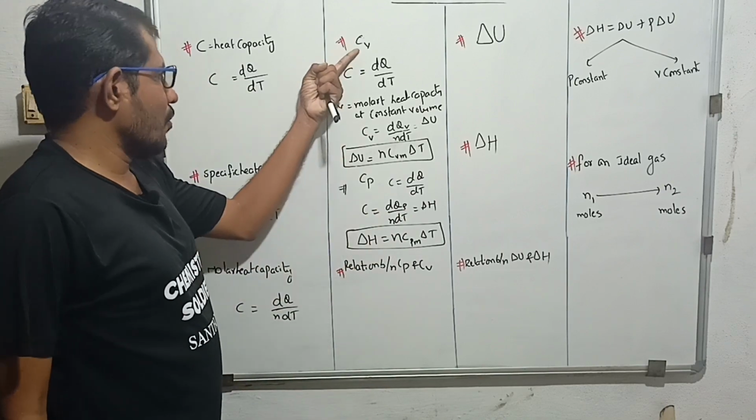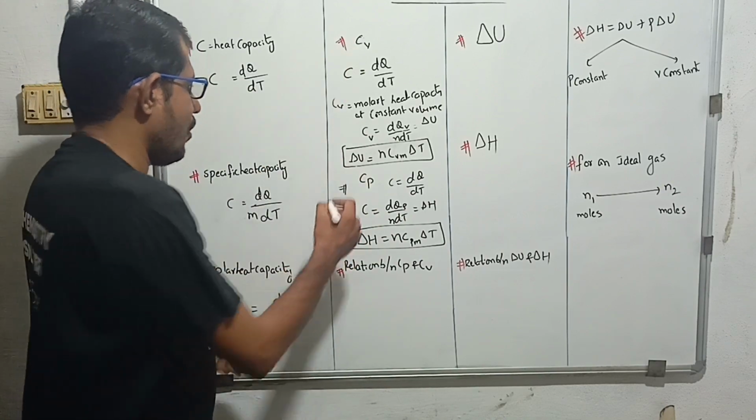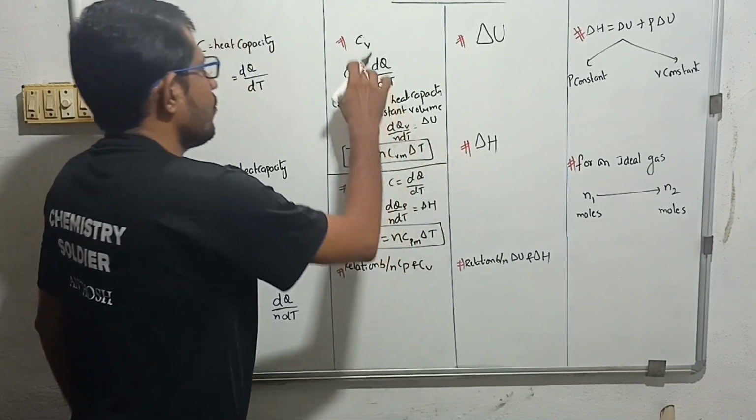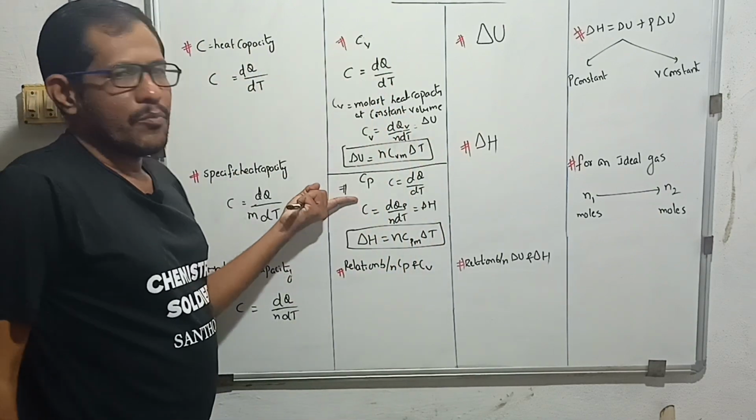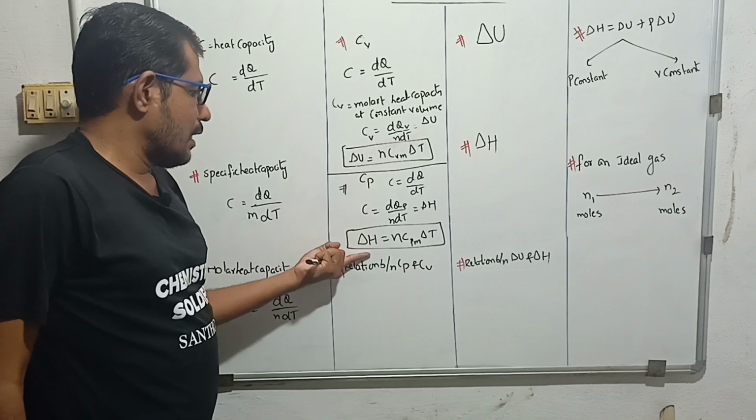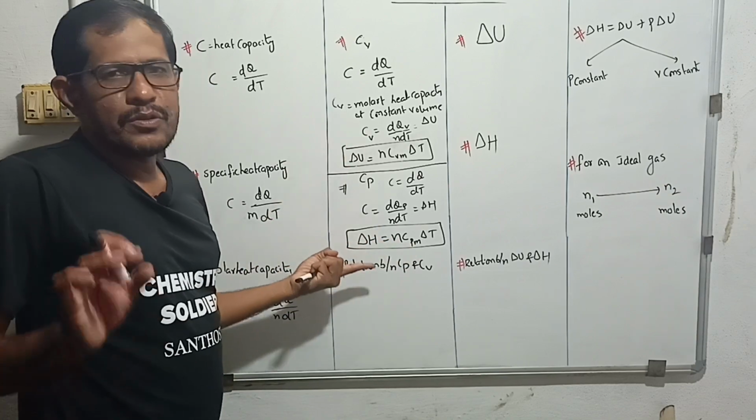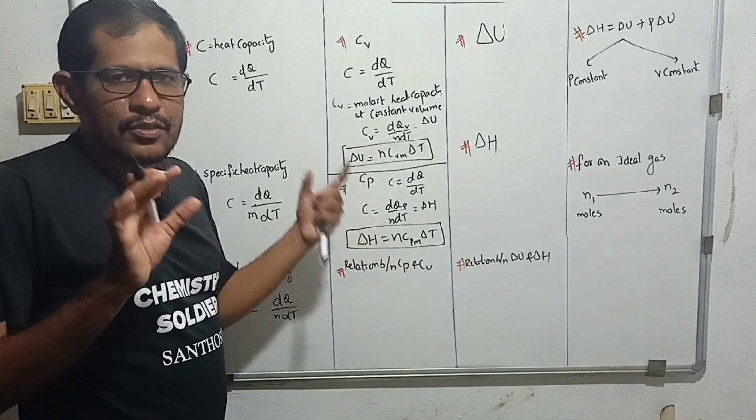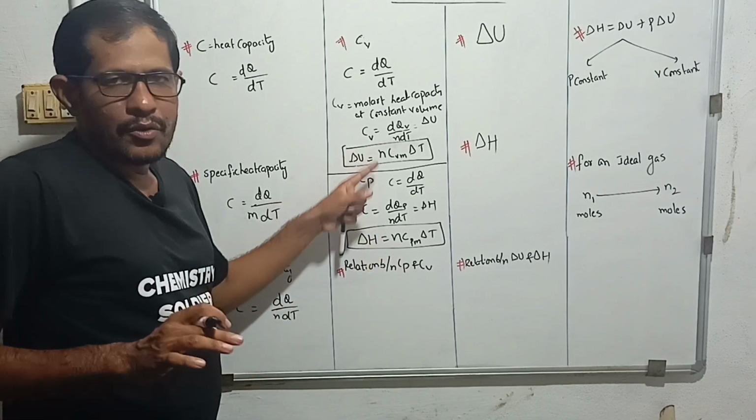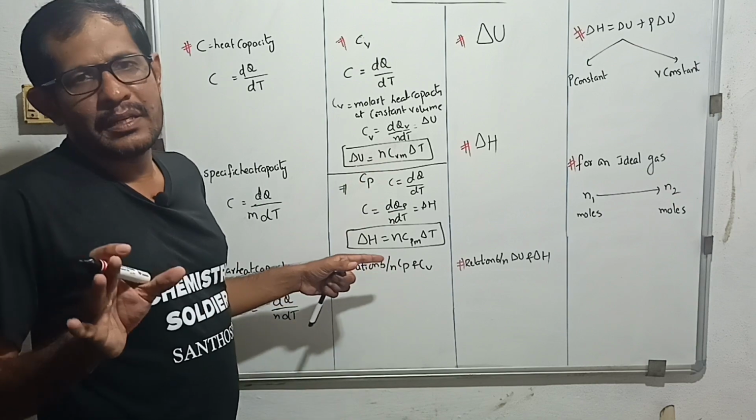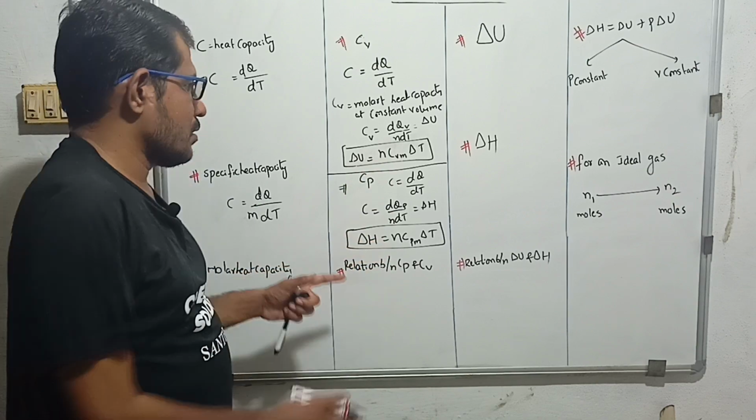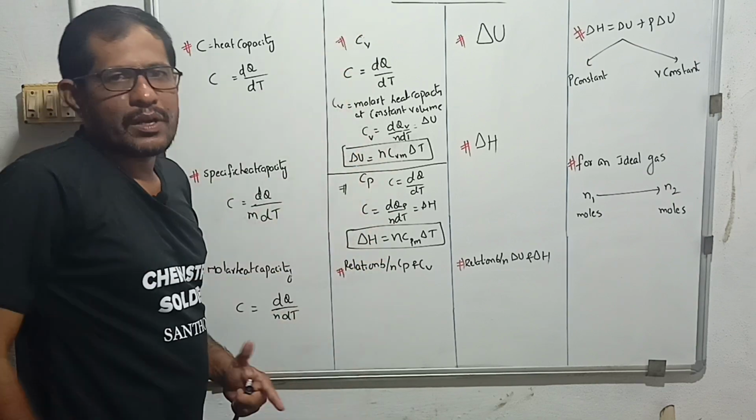Now you know how CV has come and how CP has come: molar heat capacity at constant volume, molar heat capacity at constant pressure, and delta H equal to n CPM delta T. I am going to use these formulas while explaining the isothermal and adiabatic processes. Kindly understand how these formulas are coming.